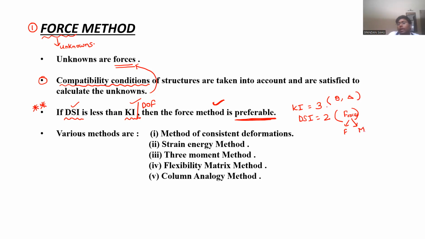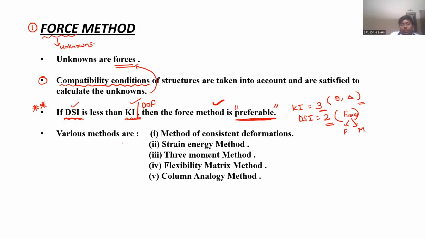If the number of unknowns is more, then you have to solve more equations, which is more cumbersome. So if the degree of static indeterminacy is less, then the force method is applicable, because we will have fewer equations and fewer unknowns to solve, which will be comparatively easier. So it has been written: preferably if DSI is less compared to the other counterpart of the structure, then the force method is preferable.